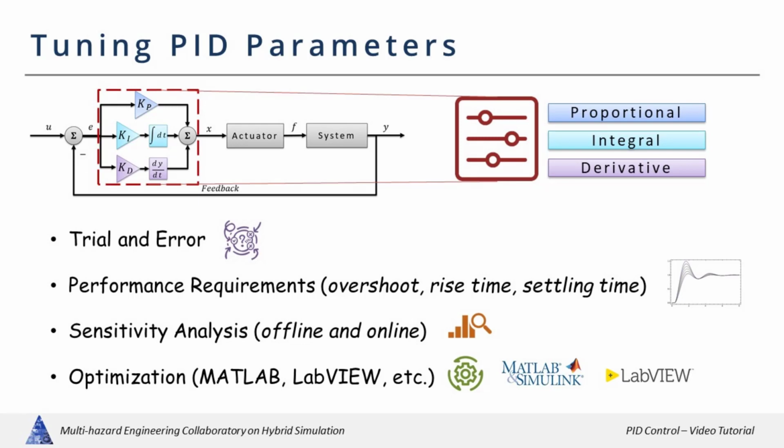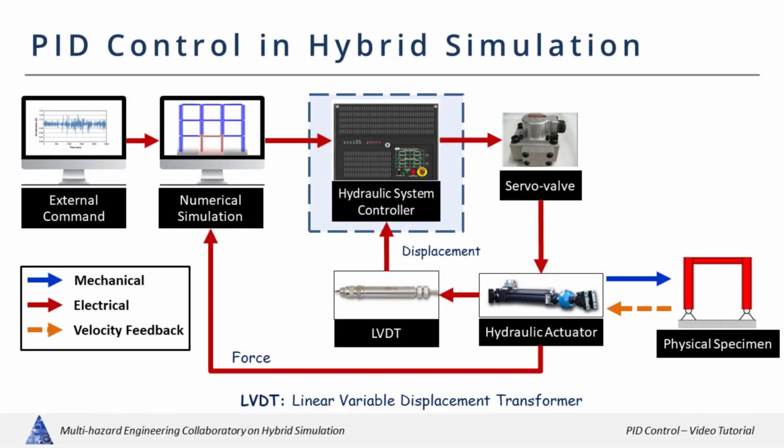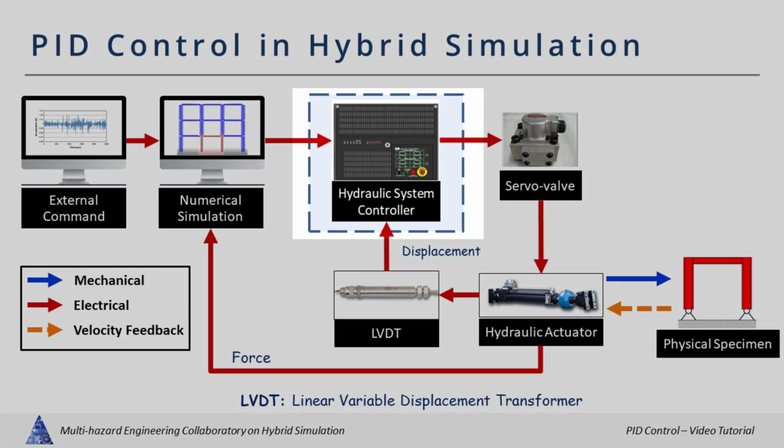Parameters can also be tuned offline and online through sensitivity analysis. Another option is to use available tools to automatically choose optimal PID gains. These are available in MATLAB and LabVIEW, among other software. PID controllers and variations of it are quite popular in hybrid simulation because of their robust performance, wide range of operating conditions, and their ability to provide stable and improved system responses.